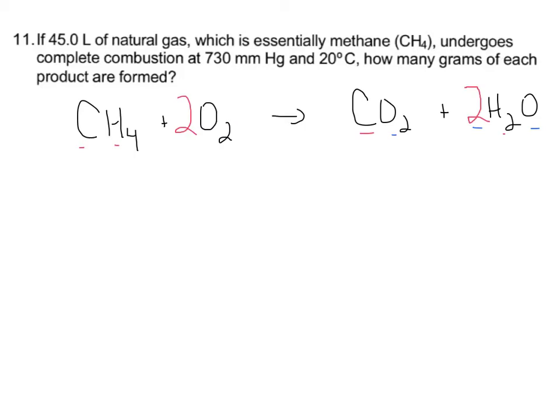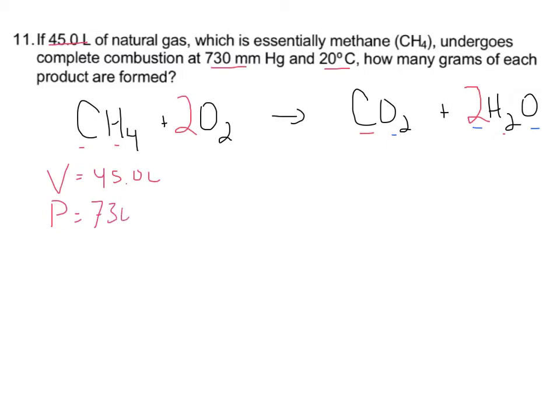We're given 45 liters of natural gas. We're also given the pressure and temperature that the gas is at. So what we need to calculate in order to be able to use this balanced reaction is the number of moles of gas. So we're going to plug our values into PV equals nRT. We know that the volume is going to be 45 liters. We know that the pressure is going to be 730 mmHg.